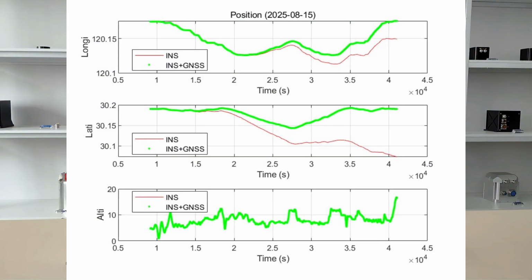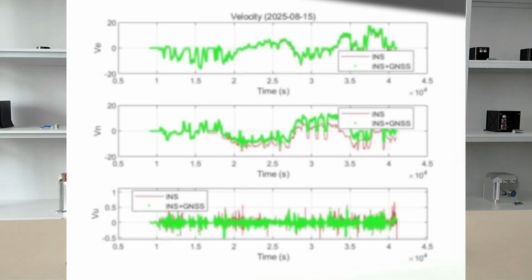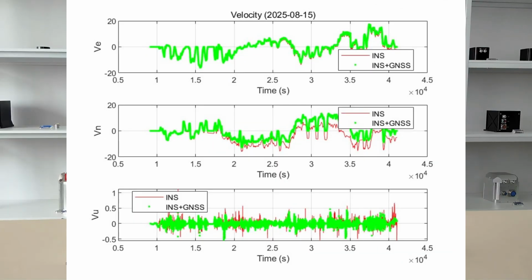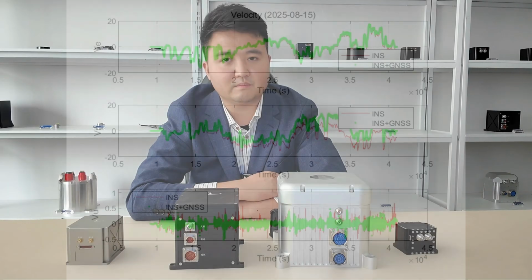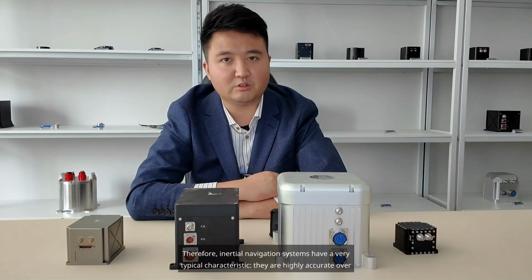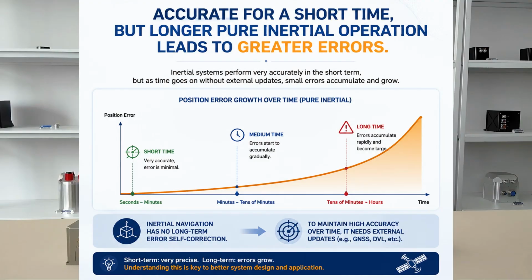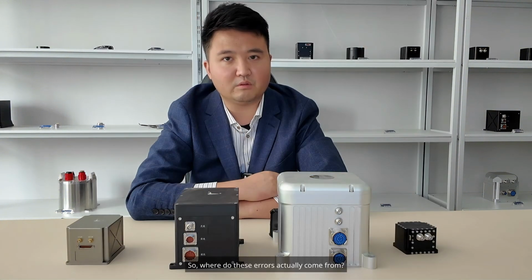Sensors cannot be absolutely accurate. Even a minuscule measurement error will accumulate continuously after 1 or 2 rounds of integration. Therefore, inertial navigation systems have a very typical characteristic. They are highly accurate over short periods, but the longer they operate in purely inertial mode, the greater the error becomes. So, where do these errors actually come from?